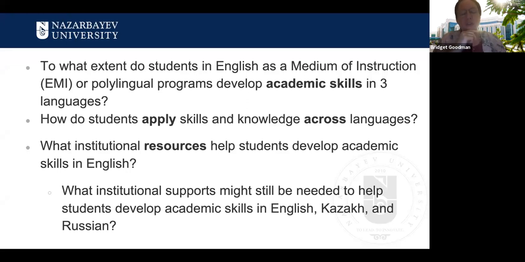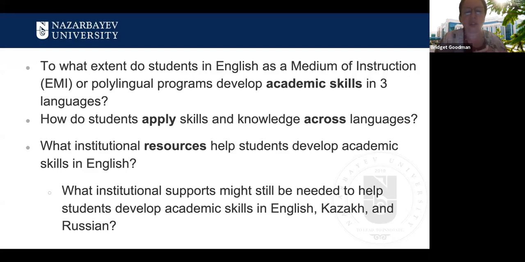Then our third question is, what institutional resources help students develop academic skills in English? And we're about to submit a paper for publication that breaks those resources or those types of supports down into structural, pedagogical, linguistic, and cultural. Both supports and general factors that contribute. Because again, Nazarbayev University is very well resourced in this aspect, but is not perfect. What do other universities have and what do they need?